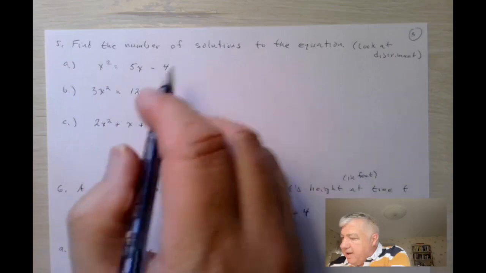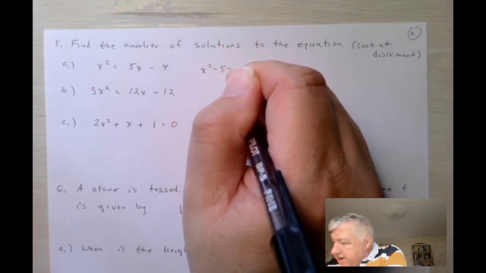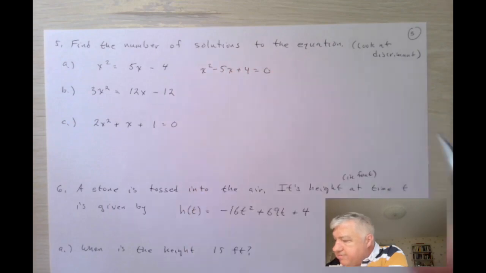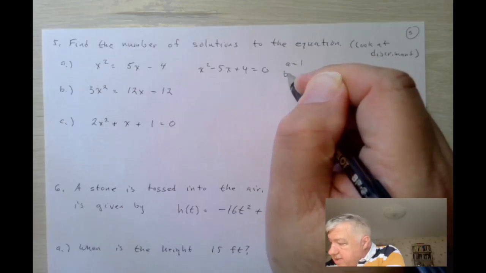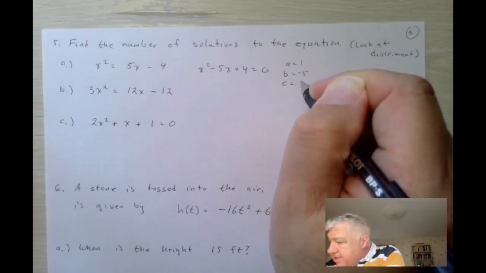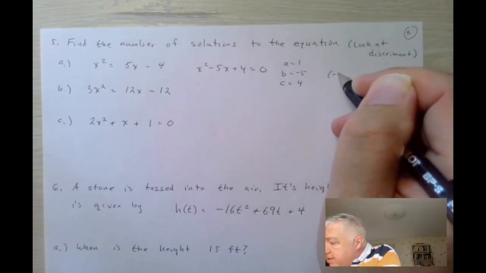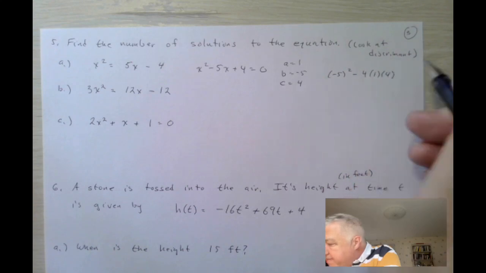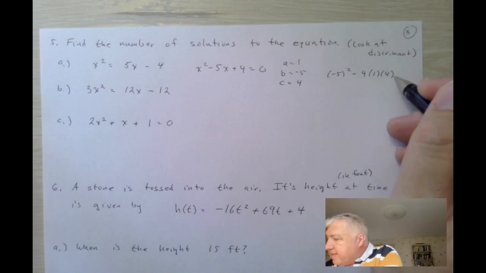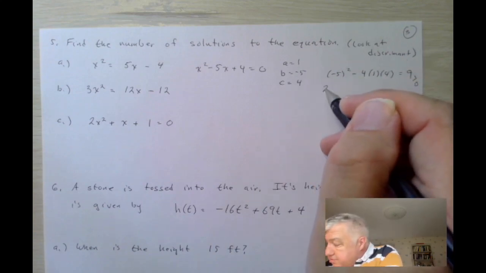For this first example, we need to put everything on one side, though. So we'd have x squared minus 5x plus 4 equals 0. And so in this case, a is 1, b is negative 5, c is 4, and the discriminant would be negative 5 squared minus 4 times 1 times 4. That's 25 minus 16. Once again, that's 9, so that's positive. So there are actually 2 solutions.